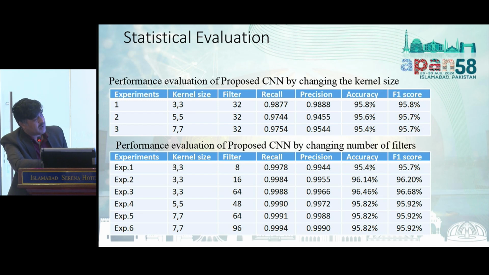We have the performance evaluation of the proposed CNN model, for which we varied the number of filters. Different filters are used: 8, 16, 64, 48, 64, and 96 filters. Before, we used only 32 filters. Now in this case we use 8, 16, 64, 48, 64, and 96 filters, and the kernel size is also different in these cases. We use kernel patterns of 3 by 3, 5 by 5, 7 by 7, different patterns for the different experiments.